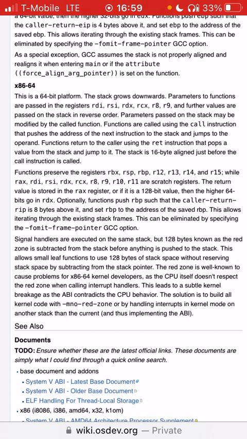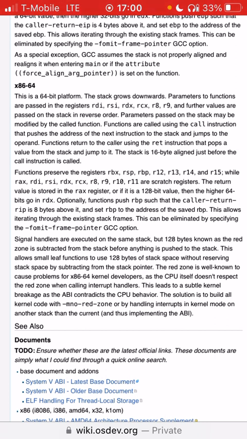Functions preserve the registers RBX, RSP, RBP, R12, R13, R14, and R15, while RAX, RDI, RSI, RDX, RCX, R8, R9, R10, R11 are scratch registers. The returned value is stored in the RAX register, or if it is a 128-bit value, then the higher 64 bits go in RDX.